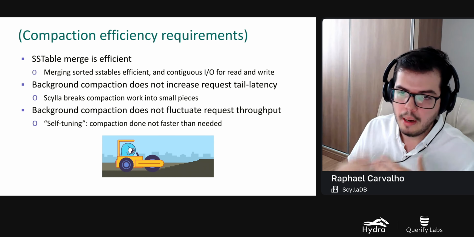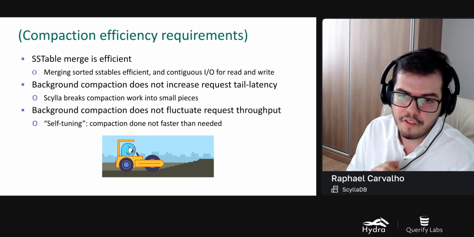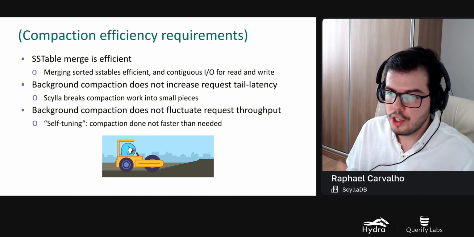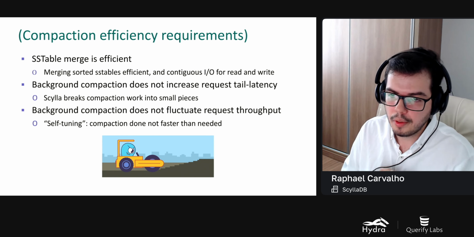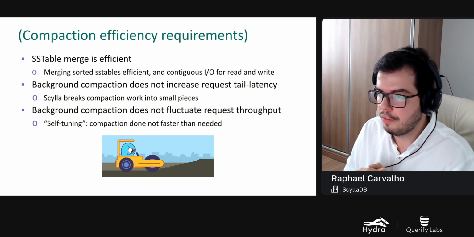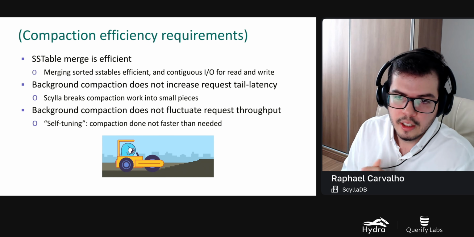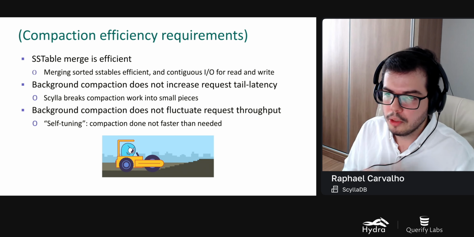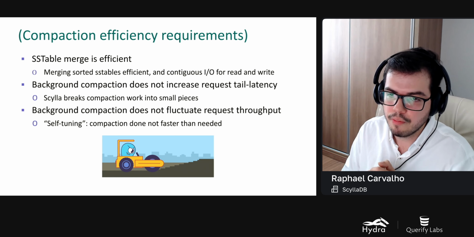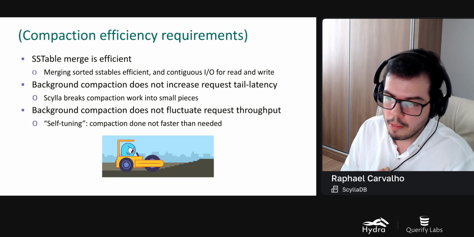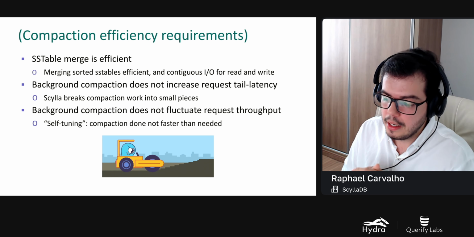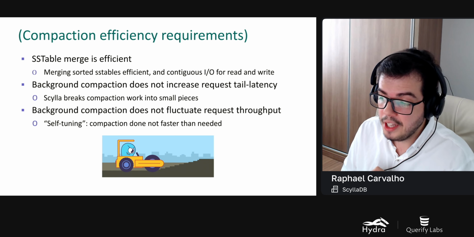So I already talked about many properties of compaction efficiency: it allows for contiguous I/O for read and write, because we continuously merge the data from the input files. We don't have to perform random reads because the files are sorted. We are able to break the whole compaction operation into smaller pieces, and by employing internal schedulers, we are able to remove the impact on latency.